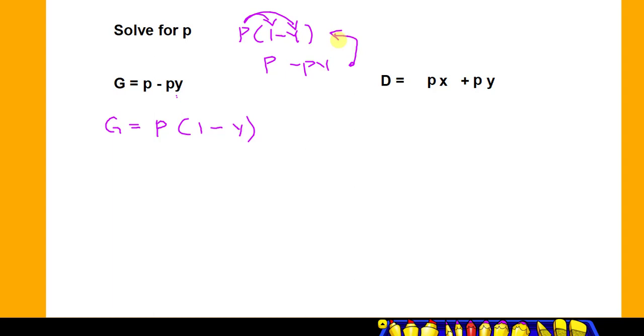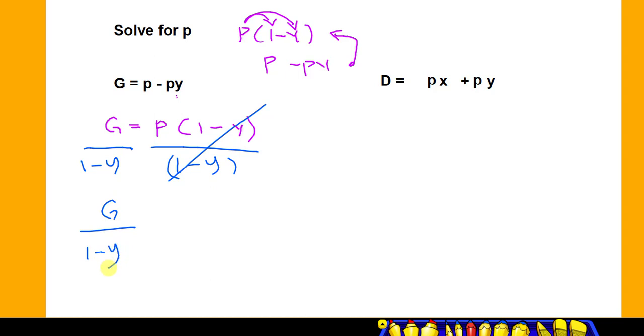Question? I need the p. Now this is very familiar to you because we just did this earlier. So I need to get rid of my 1 minus y. So I'll divide by 1 minus y. This will cancel out. Remember, this is like one quantity, so we can cancel this out as one quantity. So you'll get g over 1 minus y equals p. So that will be your answer.